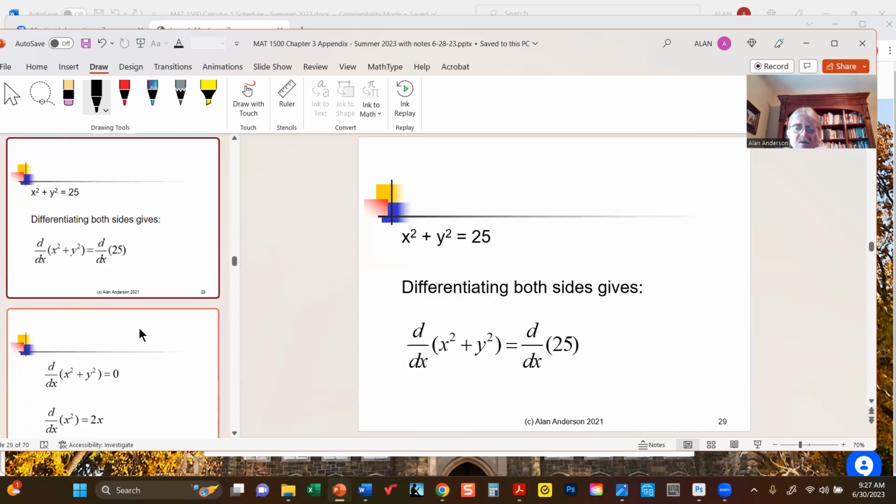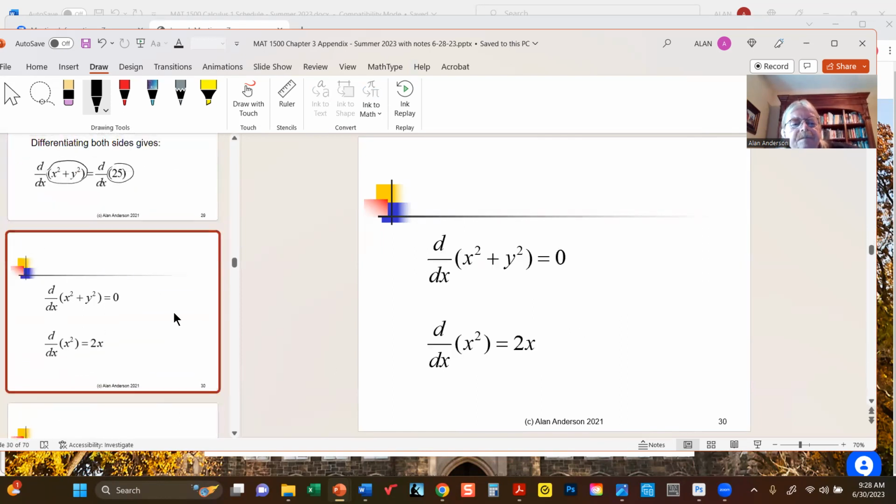So we're going to differentiate both sides with respect to x. You notice how we're changing the notation so that it's clear. d/dx of all of this means the derivative of this expression with respect to x. Over here, same thing, d/dx of 25. So you're differentiating this with respect to x. And so the rules haven't changed, but if you notice there's a y squared in here, what do we do with that?